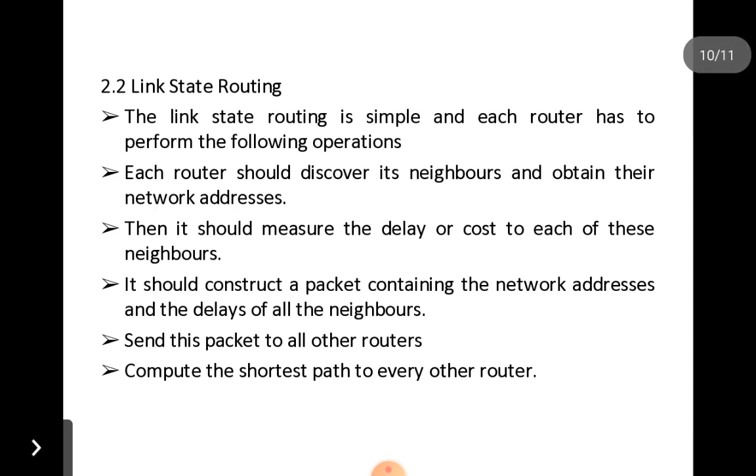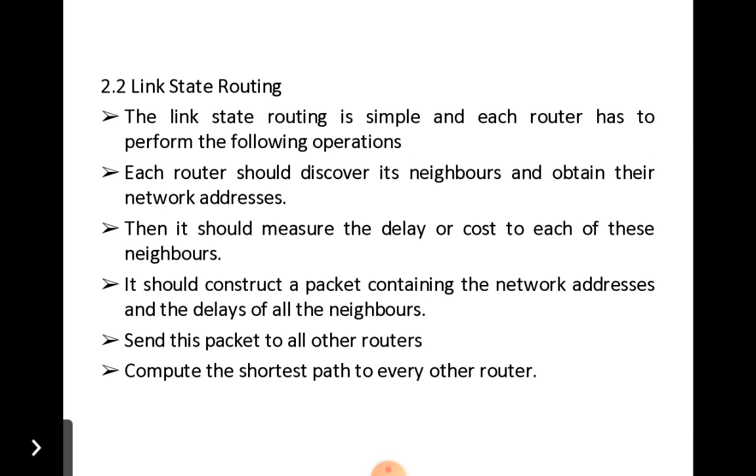Now the second type of dynamic algorithm is link state routing. I want to give a basic definition of link state routing: it maintains information about all the nodes in the network topology, while the distance vector algorithm only maintains information about the neighboring nodes in a network. Now I am going to discuss link state routing. Link state routing is simple and each router has to perform the following operations.